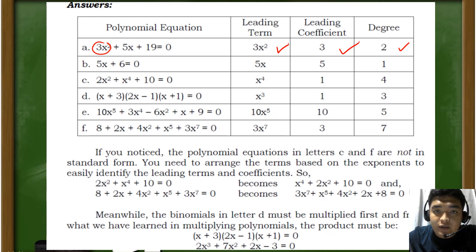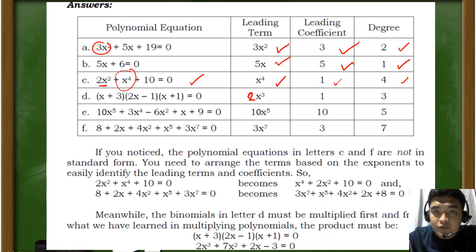Then for the next one, the leading term is x to the power of 4. Again, the leading term is not always the first term. It is the term with the biggest exponent. The leading coefficient is 1, and the degree is 4. For letter D, it should be 2x cubed. Please check, because if you multiply everything, the result is that the first term, the leading term, is 2x cubed.